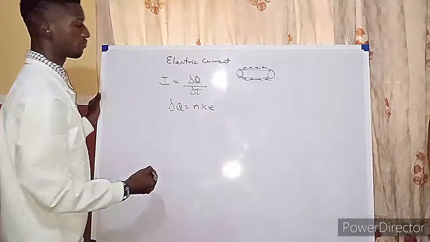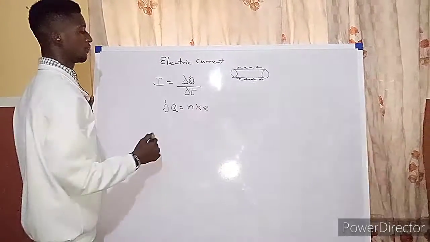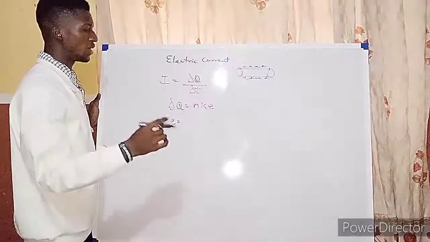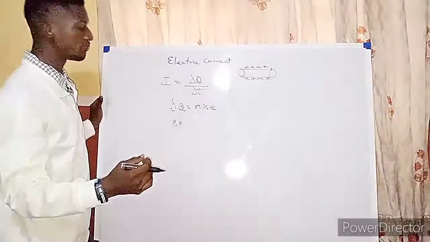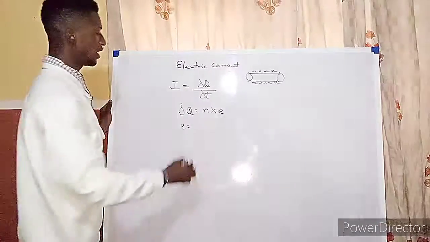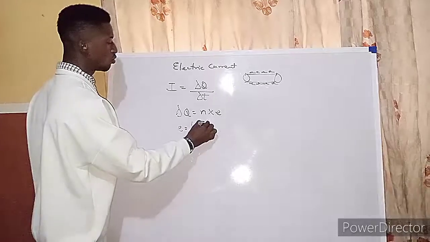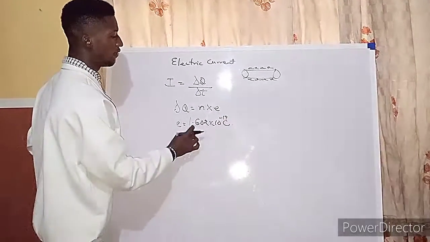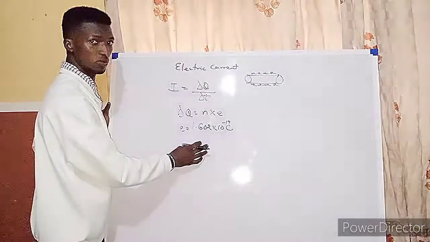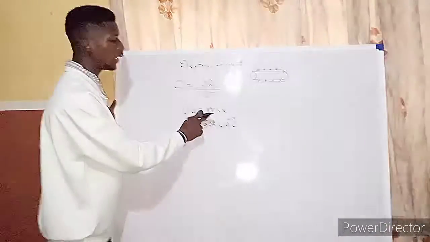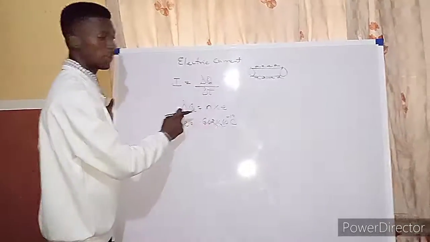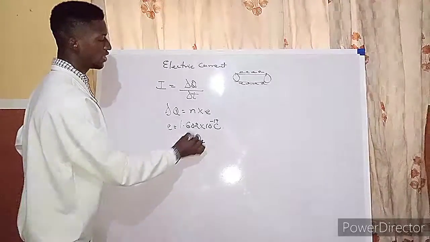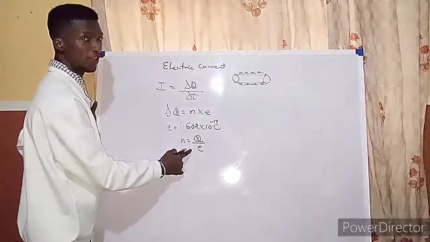Let's just put e. Now, if you put e here as the charge of the electron, which you must note, as discovered by J.J. Thomson, is 1.602 times 10 raised to the power minus 19 coulomb. This is the value of the charge of an electron. While this n that you have here is the amount of charge per unit carrier.